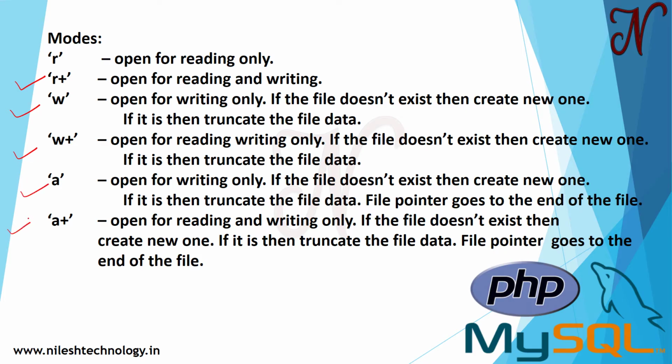a means append. So this is only writing, and a plus is reading and writing mode. Append means that it opens a file for writing mode. If the file doesn't exist, then it creates a new one, and if the file already exists, the file pointer goes to the end of the file. So this is the difference between append and write mode. In write mode, the file pointer goes to the beginning of the file, and here the file pointer goes to the end of the file.